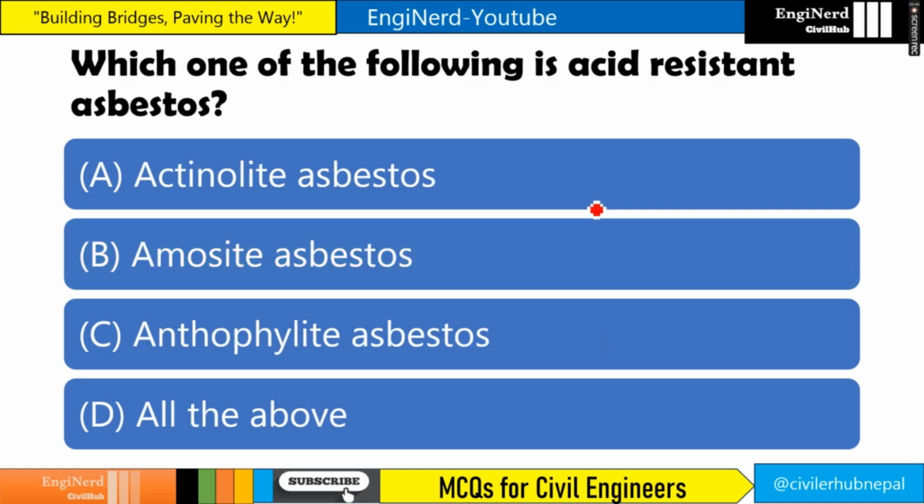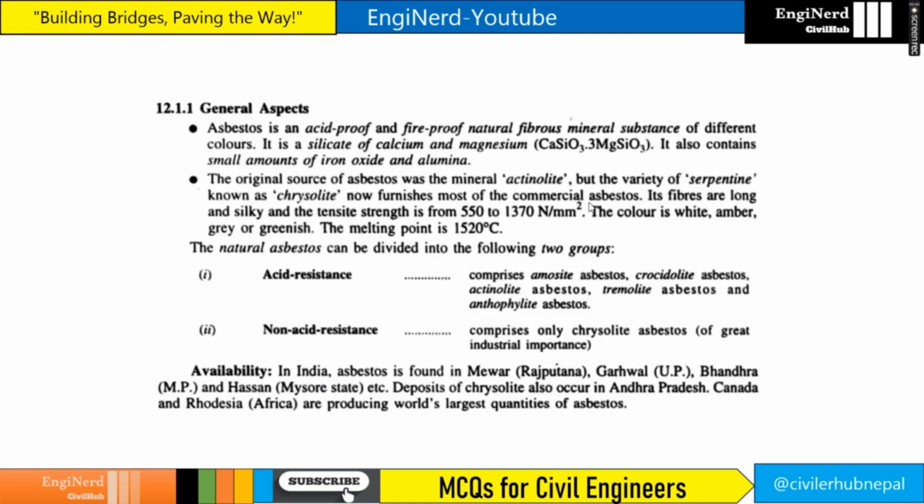Which one of the following is acid resistant asbestos? So these, A, B, C, are all acid resistant asbestos, so the answer is D. If you see here, acid resistant asbestos comprises amosite asbestos, crocidolite asbestos, actinolite asbestos, tremolite asbestos and anthophyllite asbestos, whereas non-acid resistant asbestos consists of only chrysotile asbestos. This is also another important question.